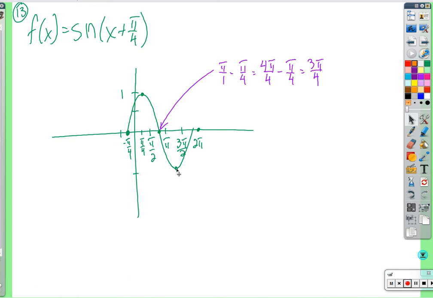And move this one over, where's that going to be? 5 pi over 4, 3 pi over 2 minus pi over 4 would be 5 pi over 4. And move this to the left pi over 4, where would that be? 7 pi over 4. Okay, so the important thing that I'm looking for you to do is label where these five points are. So I got negative pi over 4, pi over 4, 3 pi over 4, 5 pi over 4, and 7 pi over 4.